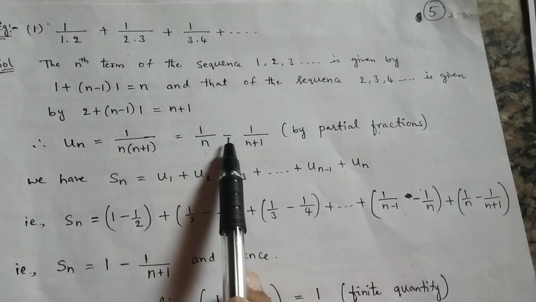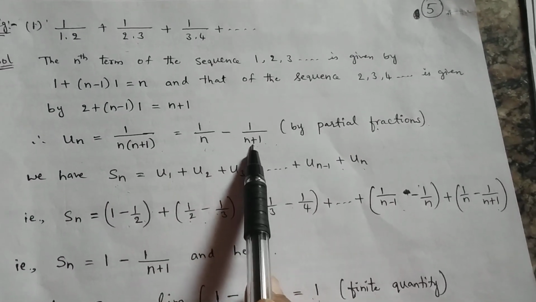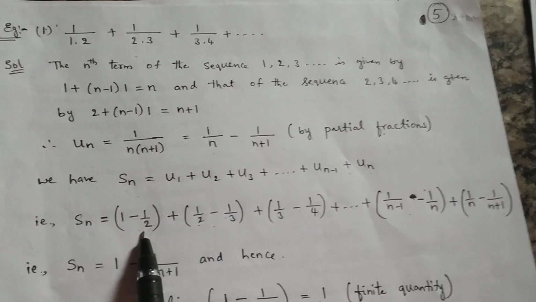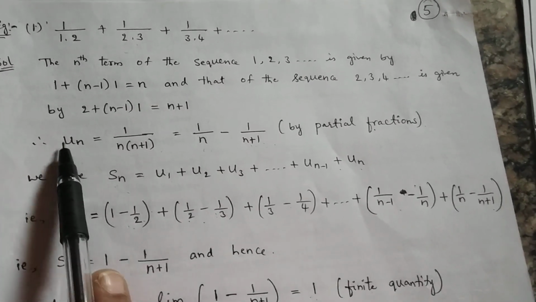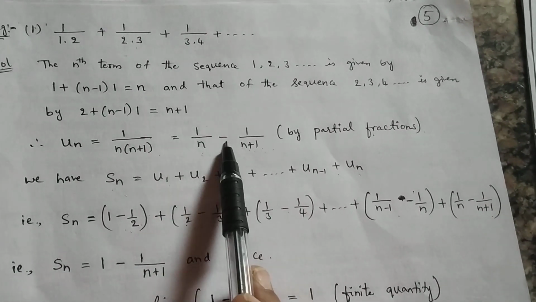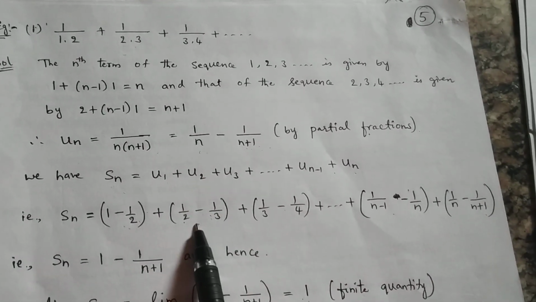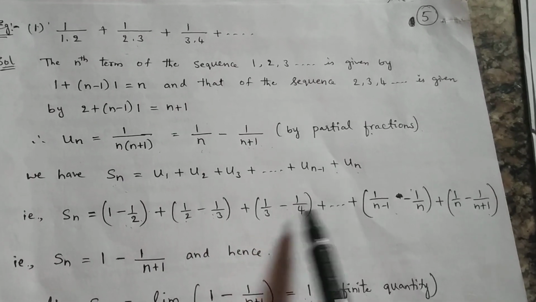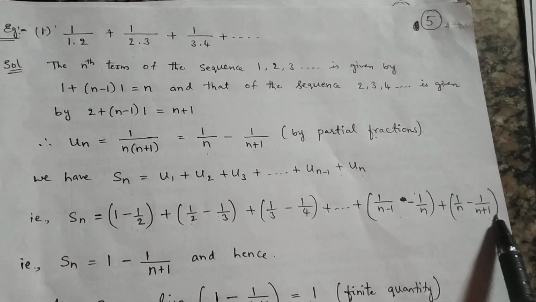So 1 by 1 minus 1 by 1 plus 1 is 1 minus 1 by 2. Find u2. How to find u2? Put n is equal to 2: 1 by 2 minus 1 by 2 plus 1, that is 1 by 2 minus 1 by 3. Similarly, u3, u4 and so on up to un.